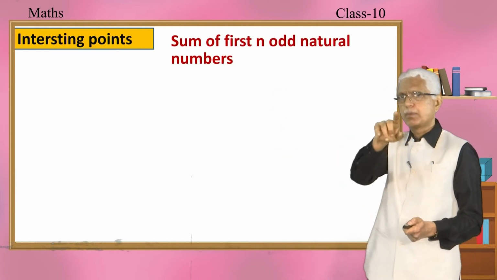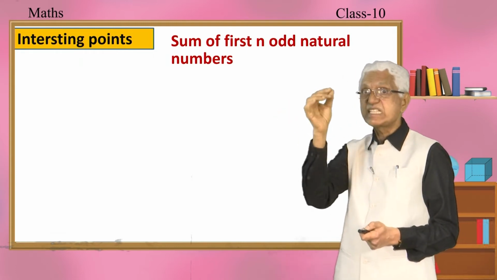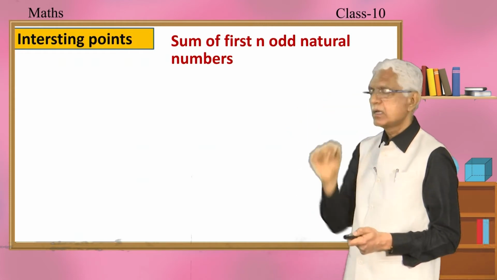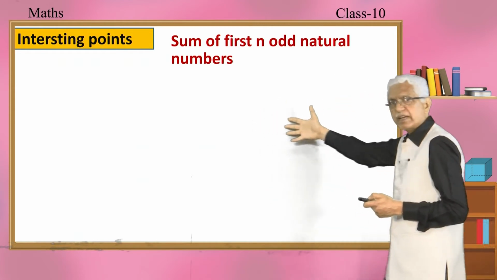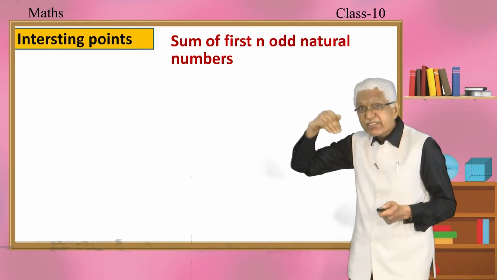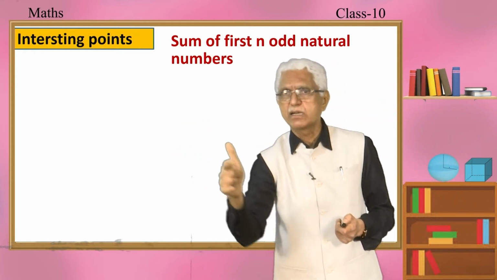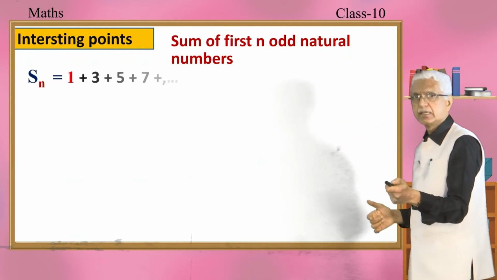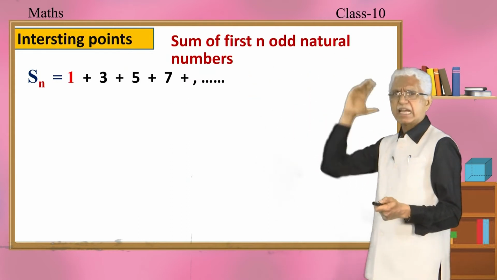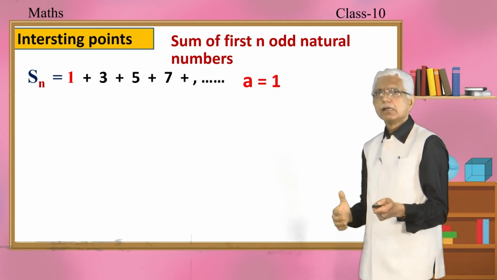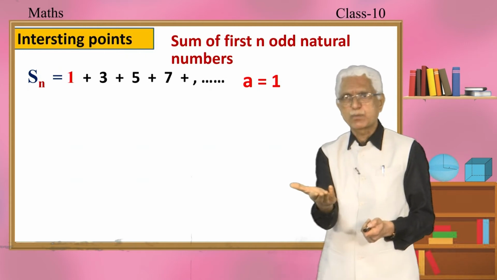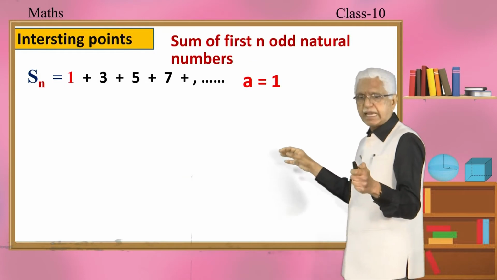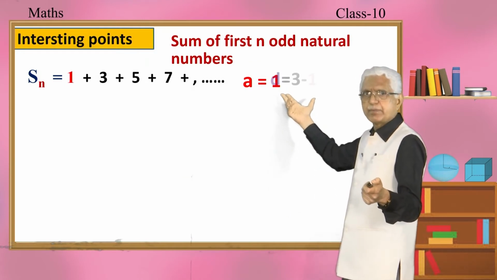Even before that, probably how to find the sum of the first n odd natural numbers. Just now you learned how to find the sum of the first n even natural numbers: n square plus n. Now the first n odd natural numbers, okay, 1 plus 3 plus 5 plus 7 and so on. Please watch, I could have given you the formula straight away, but maybe I am trying to make you discover the formula, okay. A is equal to 1, agreed, the first term is 1, everybody agreed.